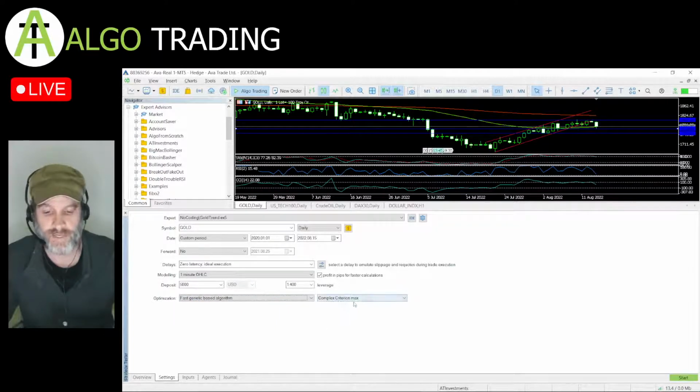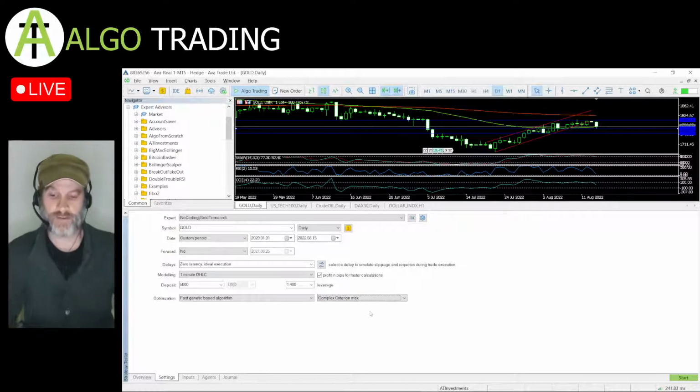We're going to run a fast genetic based algorithm with the complete criterion max set. That's very important. I always optimize using this complete criterion max. What it basically does is take a range of your Sharpe ratio, your profit factor, your drawdown, and the profit, and it works out what the best result is and gives that result a score. Now we can configure the inputs.